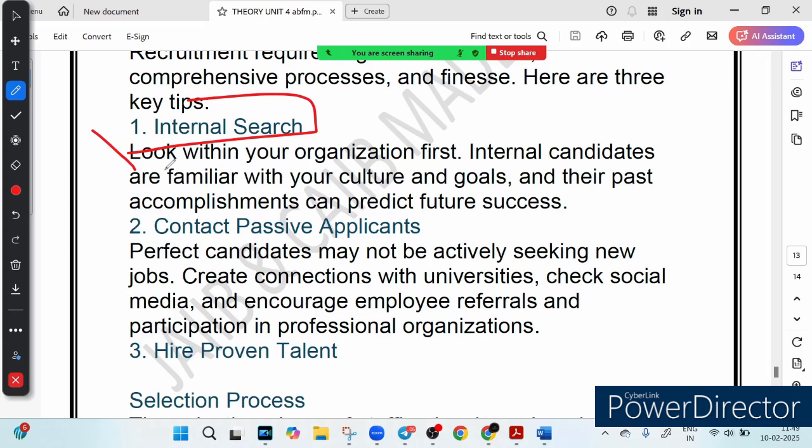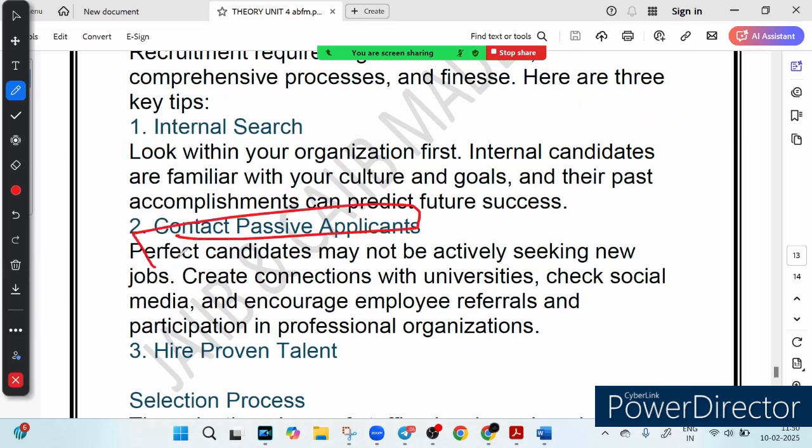So suppose there is a sales executive, and he has done a commendable job. Why not promote him to sales manager? First of all, you should look at the internal search. Internal candidates already know your business culture, saving time on training. Then what do you do? You contact the passive applicant.